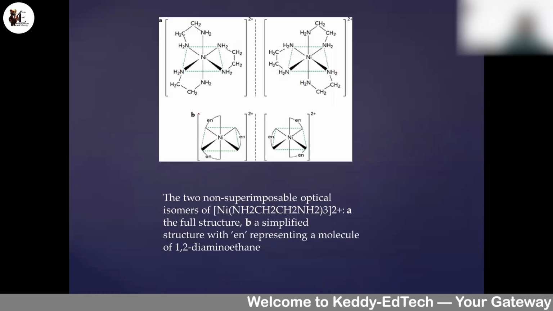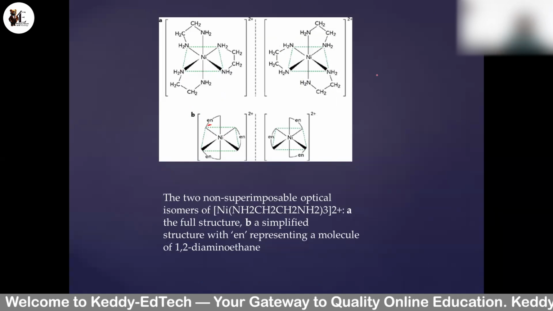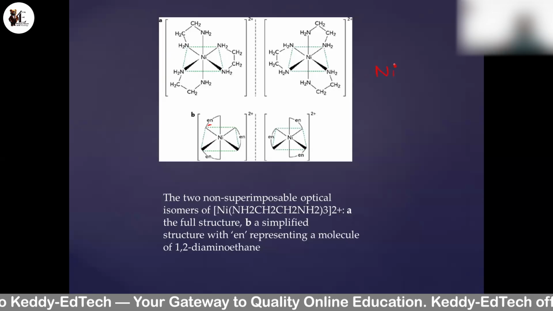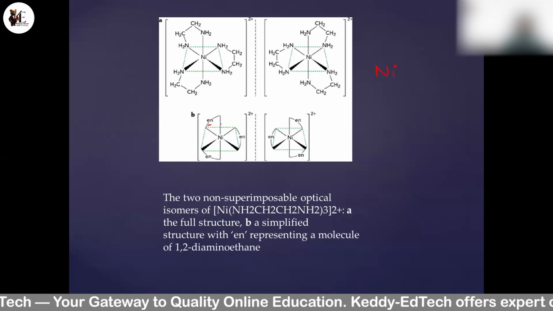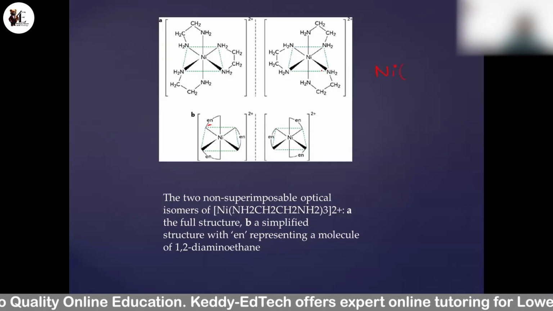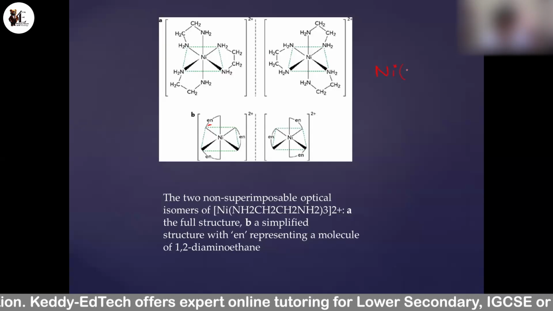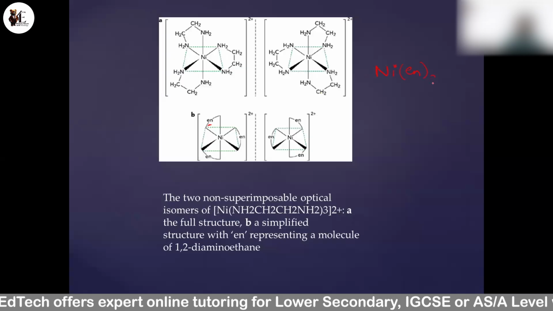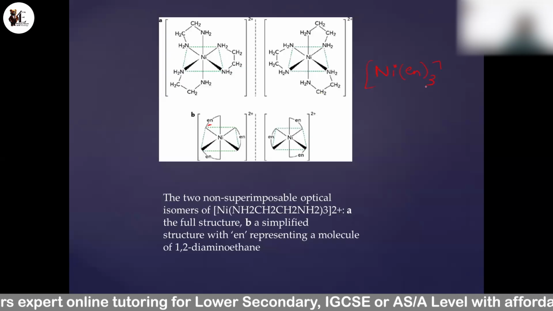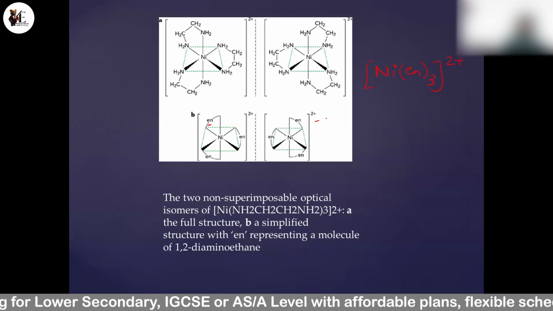Bidentate ligands. Yes, I have told you in the last class. These are your bidentate ligands. So this is nickel. How many ligands are attached? Ethylene diamine, how many attached? Tell me. 3, ma'am. Yes. Nickel, en3, and what is the oxidation number? 2 plus. Oxidation number here is 2 plus.